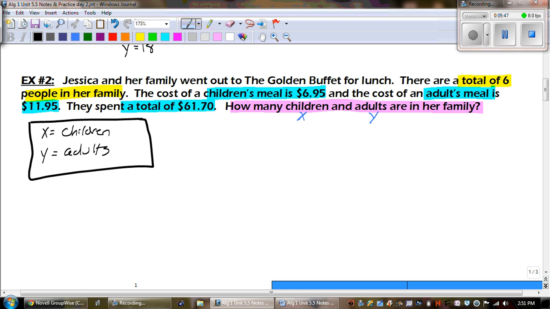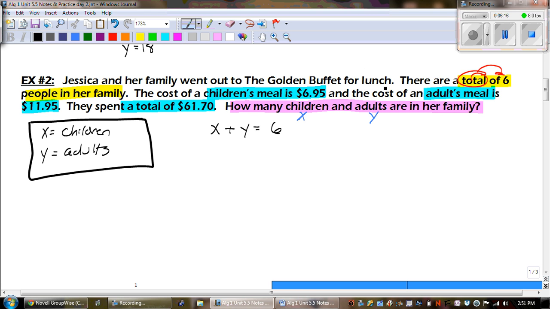Okay, so the two things they're talking about are how many people are in her family and then the cost of the meal. It doesn't matter which one we talk about first. Since the yellow was first, saying that there's a total of 6 people in our family, let's do that. Okay, we know that if we had the children and the adults, that it's going to equal 6, because that's what it told us. They said there were a total of 6 people.